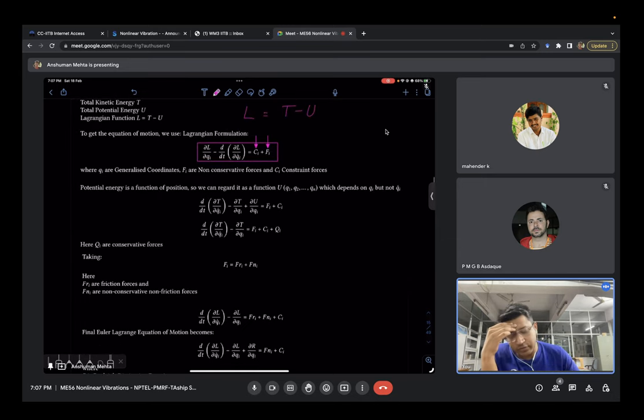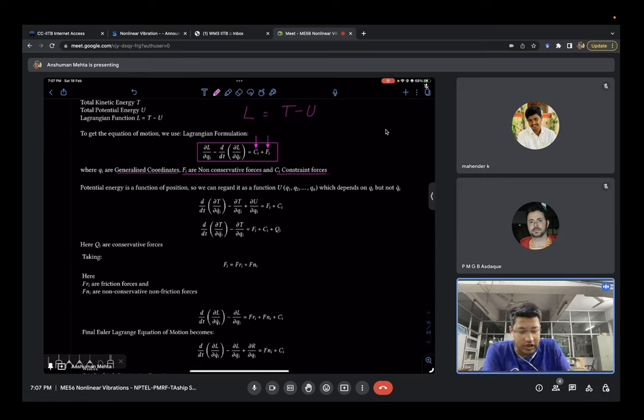To get the equation of motion, we use this Lagrangian formulation. Now here q_i are generalized coordinates, not the degrees of freedom. So we can be general about it. We can take any number of generalized coordinates, and we will end up with the equation of motion. And F_i are the non-conservative forces. They are typically forces such as friction. And C_i is the constraint forces.